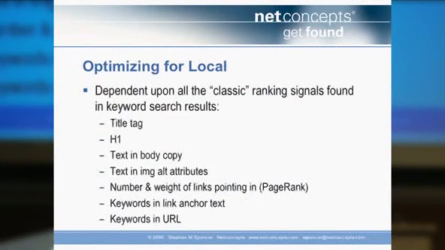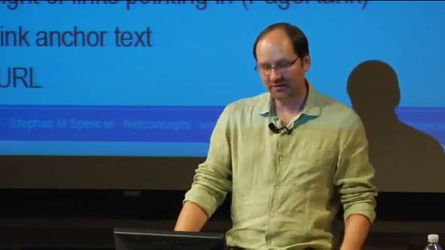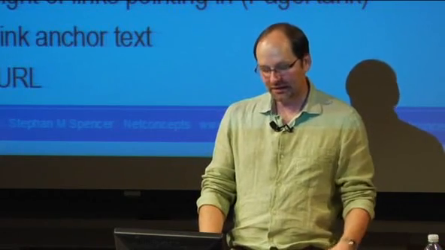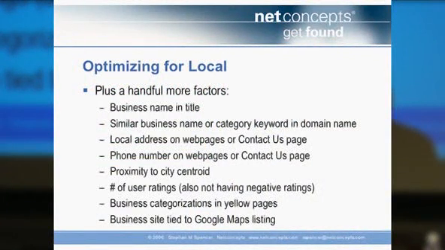So it's dependent upon all the classic, standard SEO principles still applying as far as keyword prominence and use of keywords and so forth, and that includes the title tag, the H1, the text in the body copy and in the image alt attributes. You also have your PageRank or link juice having an impact as well, and keywords in the anchor text, right? So good anchor text, not click here, keywords in the URL. These are all good classic ranking factors that also work in local search.